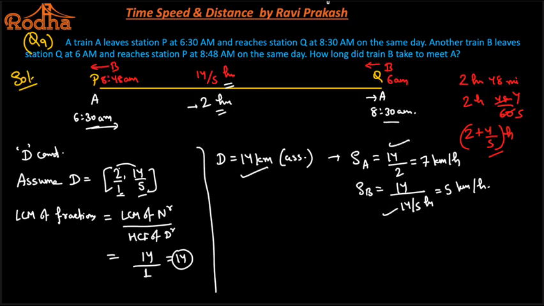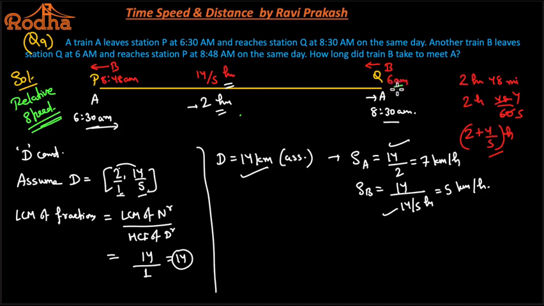Okay. So basically this question says that another train B leaves station Q at 6 a.m. and reaches P at 8:48 a.m. How long did train B take to meet A? So see, obviously it's a funda of relative speed for sure. Now relative speed basically means that I need to see at what time both bodies are moving. You should remember what we studied, that relative speed is basically applicable on moving bodies. So I can only apply this funda when the bodies are moving, right?